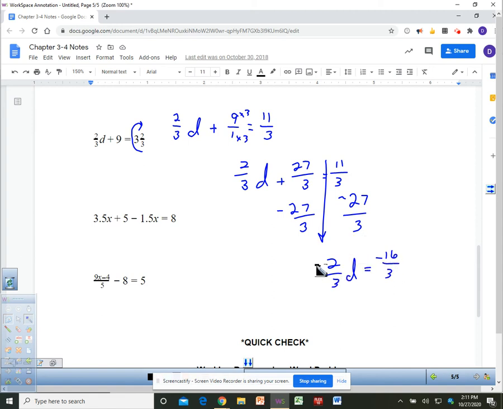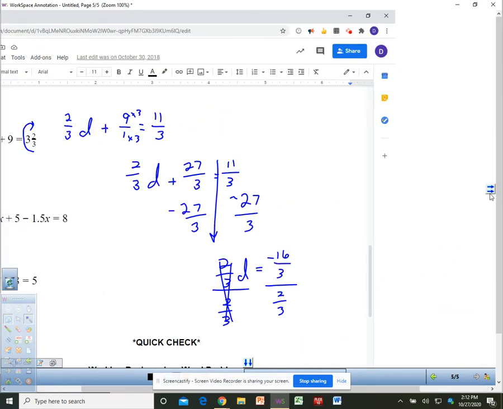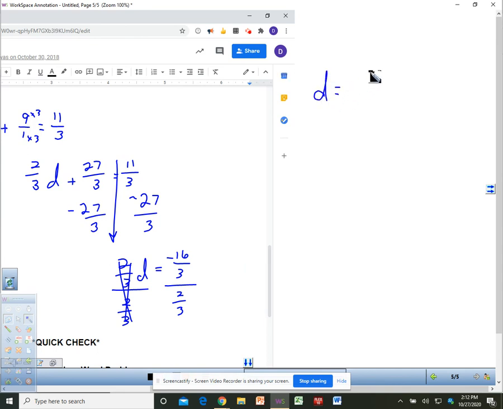Now, what we have to do is we have to get rid of this. So we divide by the fraction. But we've learned that we don't divide by fractions. We keep the top thing. I'm going to need a little bit of room. So we're going to keep the top. So negative 16 over 3. This is going to stay the same. And you're going to flip the bottom one. So times 3 over 2. D equals negative 48 over 6, which ends up being negative 8.